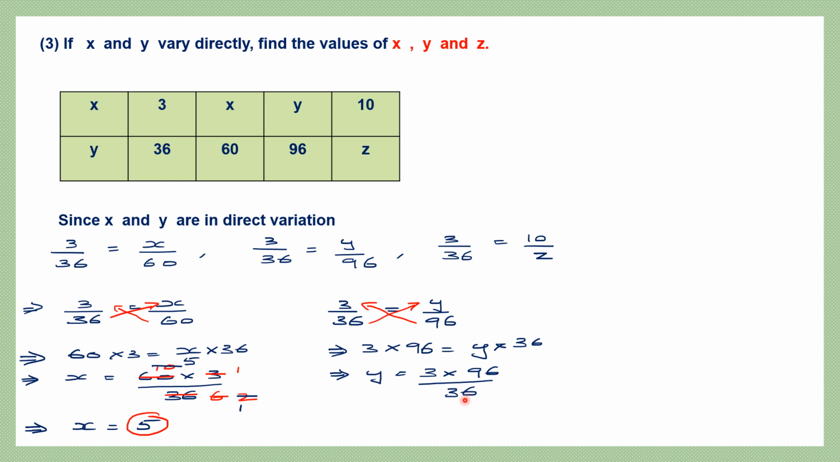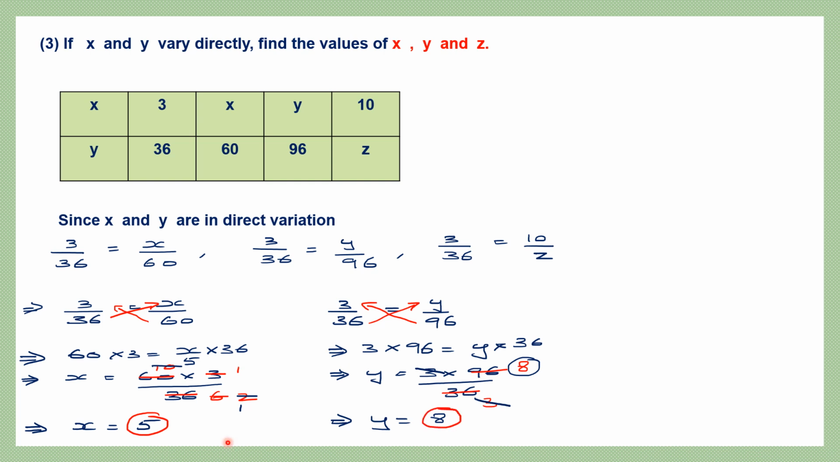Now here we can cancel 36 and 96. Both are divisible by 12. So we can say 12 threes are 36 and 12 eights are 96. Now I can also cancel this 3 and this 3. Both can be cancelled. So what is left is only 8. So now we have found the value of y also. Y is equal to 8.